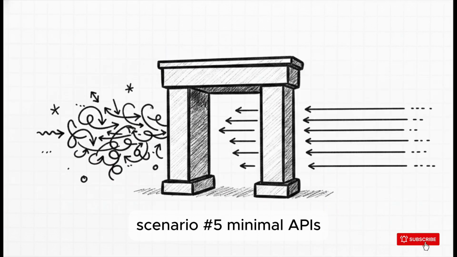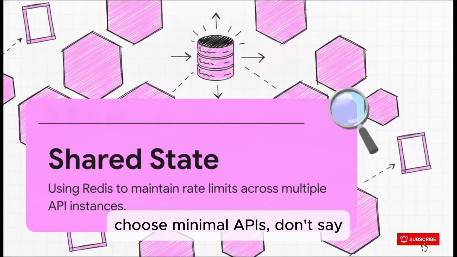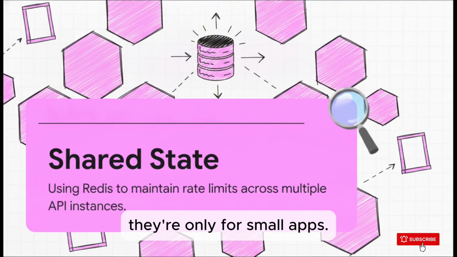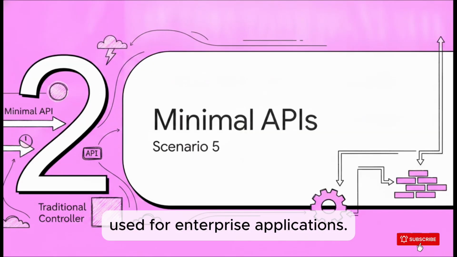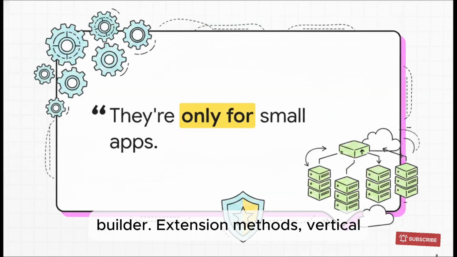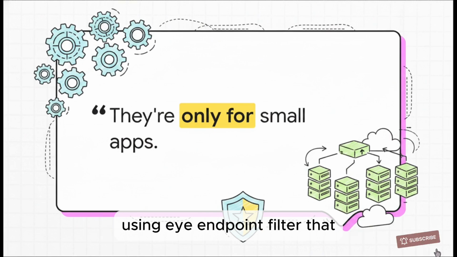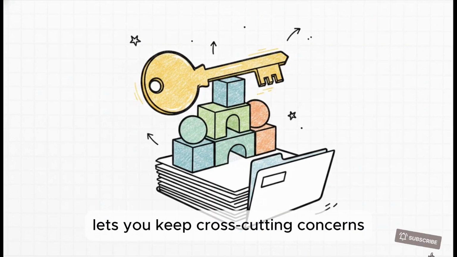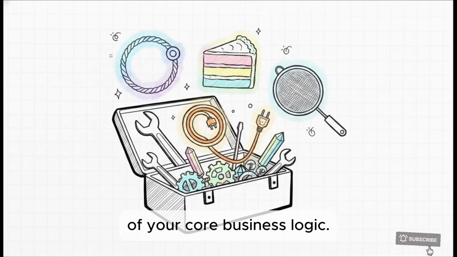Now, scenario number 5, minimal APIs versus controllers. If the interviewer asks, when would you choose minimal APIs? Don't say they're only for small apps. That's an outdated answer. Modern minimal APIs can absolutely be used for enterprise applications. The key is organization. Use things like route group builder, extension methods, vertical slice architecture, and endpoint filters using IEndpointFilter. That lets you keep cross-cutting concerns like validation and authorization out of your core business logic.